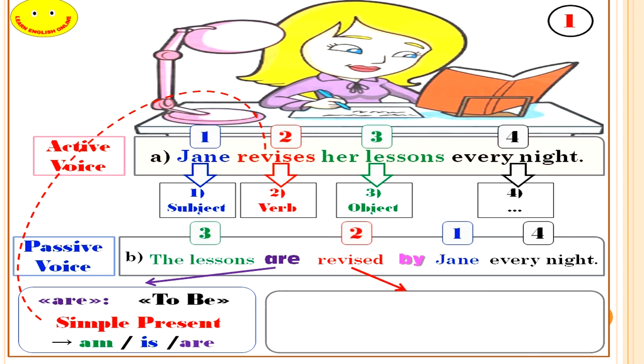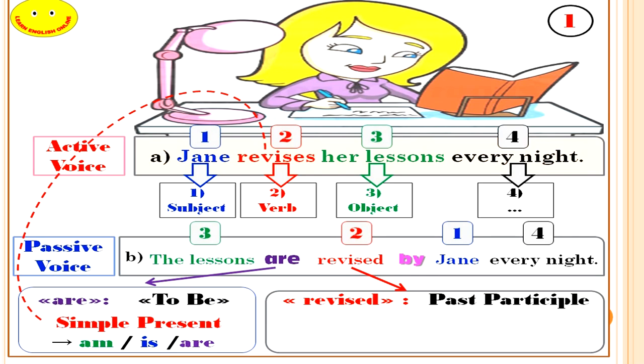Next is the verb revised. This form here is what we call the past participle. Why the past participle? In fact, in the passive voice, the rule says that the main verb in the sentence of the active voice must be in the past participle. This is the rule, okay?